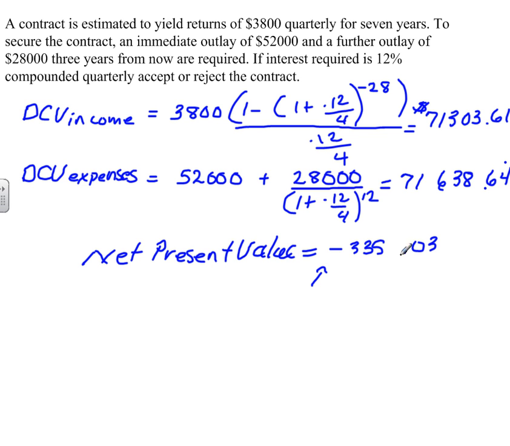The negative here says that this contract will not meet our expectations. If the company expects to earn 12% on its investment, it will not make it because we are short of making the entire 12% by $335. This contract would be rejected the way it is because it would bring down the average earnings, our average net earnings, below the 12% level. So reject, not a good enough return.